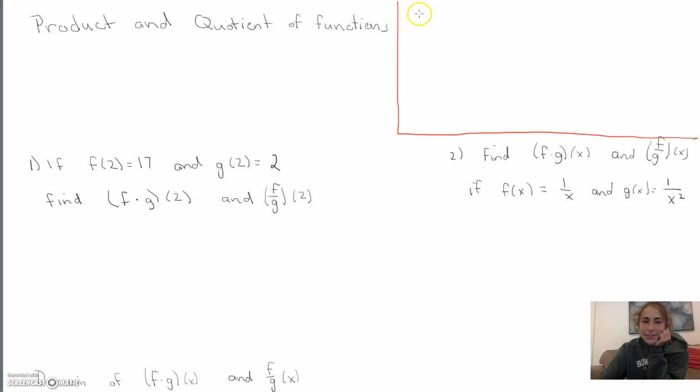Hi everyone! In the last video we talked about the sum and difference of functions. In this video we're going to take the next natural step, which is to talk about the product and quotient of functions. But let me just remind you, we obtained a new function, f plus g of x, from two functions f of x and g of x by just adding those two functions together.